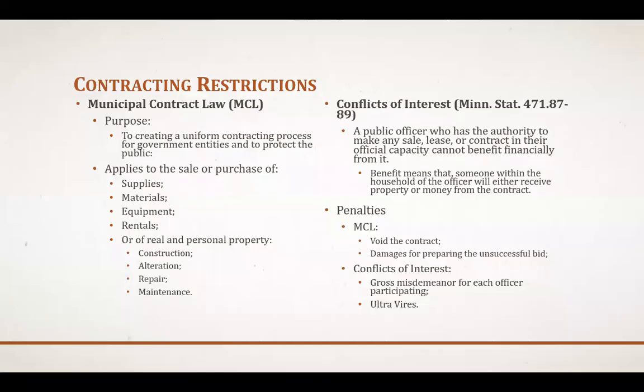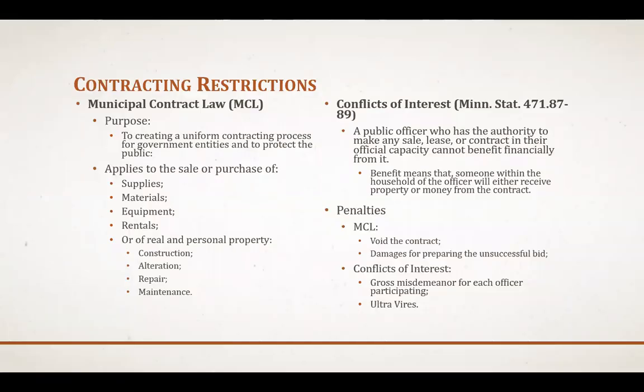As for penalties, if you don't follow the municipal contract law, the contract can be voided, meaning that you lose the contract, and you can also pay damages to those who prepared unsuccessful bids. So if you don't follow the MCL, your original contract can be voided, and you can be required to pay damages for the unsuccessful bid. That's not damages for the entire contract that was lost. That's just the money that was lost in preparing the bid.